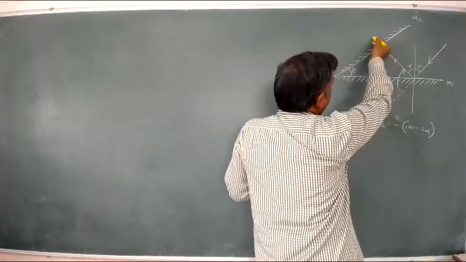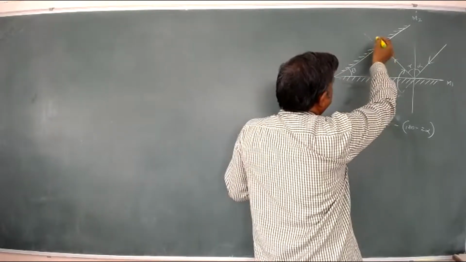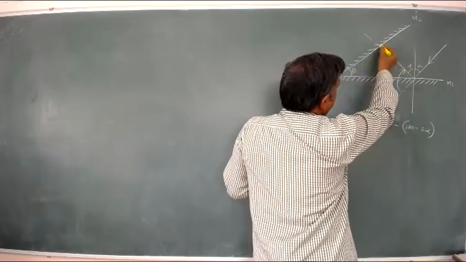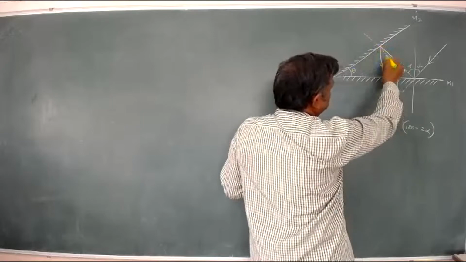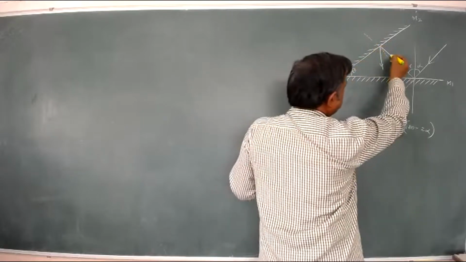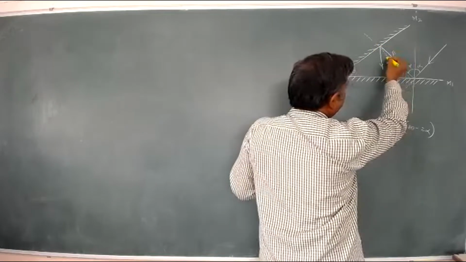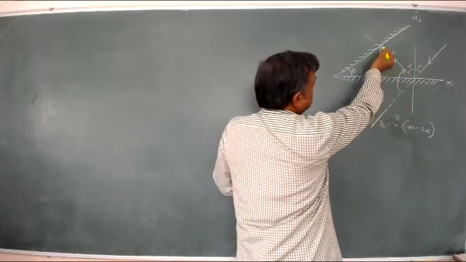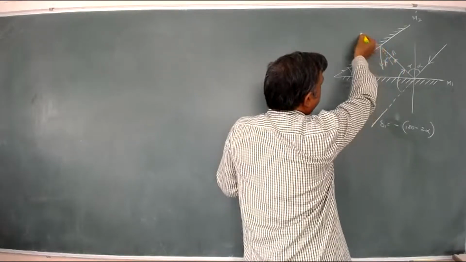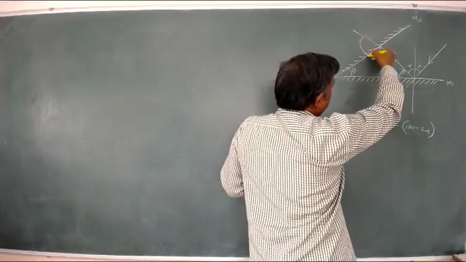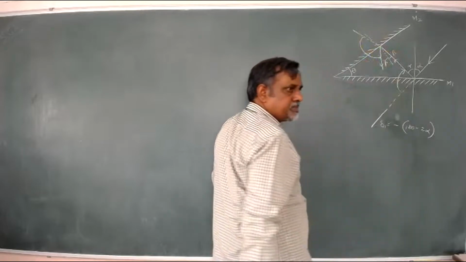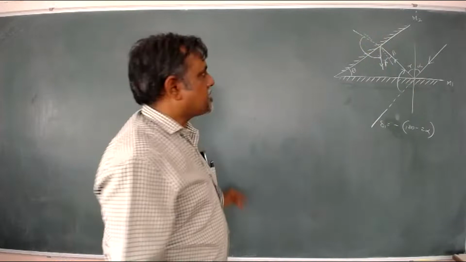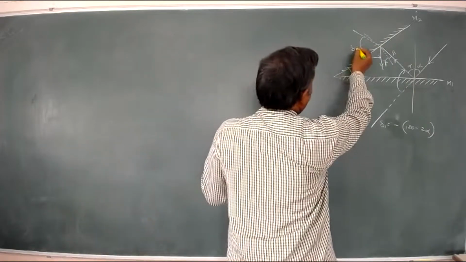So the normal is like this. If the normal is like this, then the reflected ray will be in this direction. When this is the angle of incidence beta, this is the angle of reflection, which is beta. If you extend this, this will be the deviation, in the anti-clockwise direction. So this is the deviation delta 2, you say.